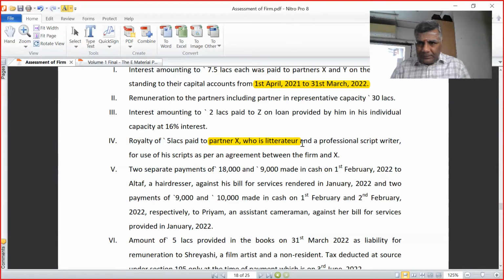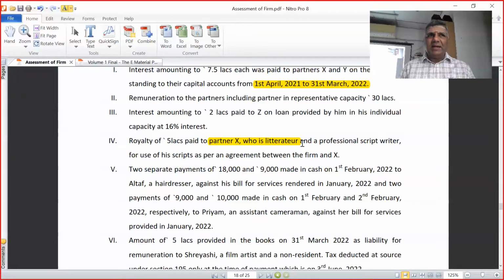Any other answer? It is allowed as a business expenditure because it is for an agreement between the partners, skill set, and the firm. That's what one of the answers is. Any other answers? It is assuming that it is as per fair market value. We should allow under 48.2.